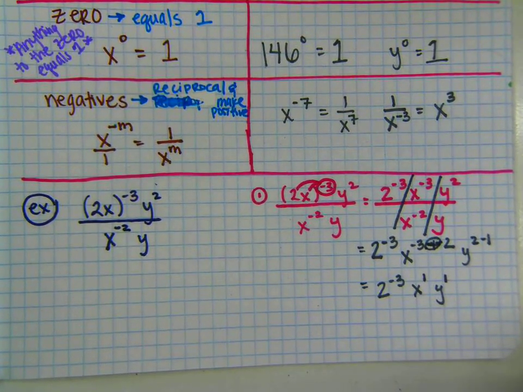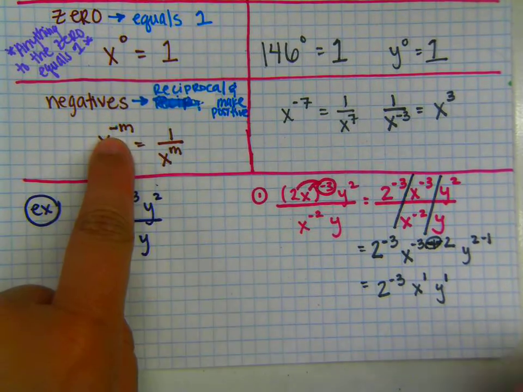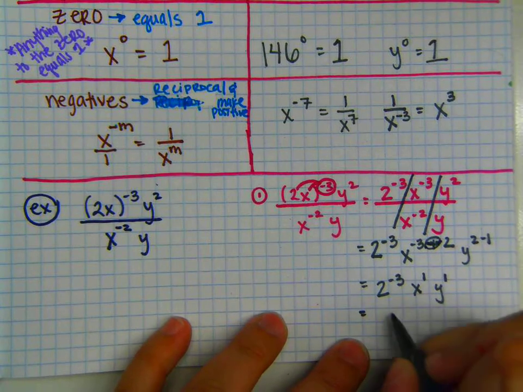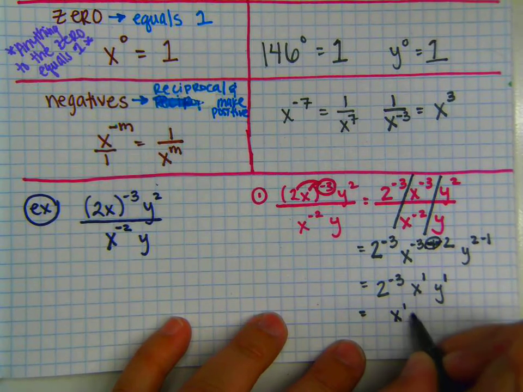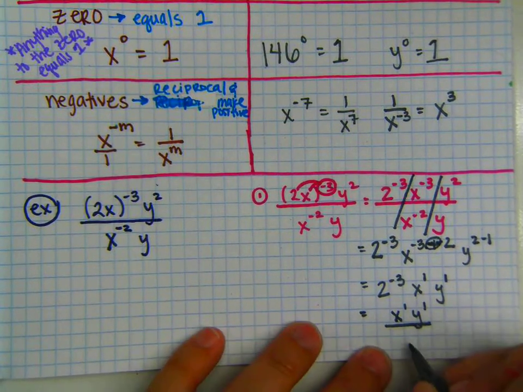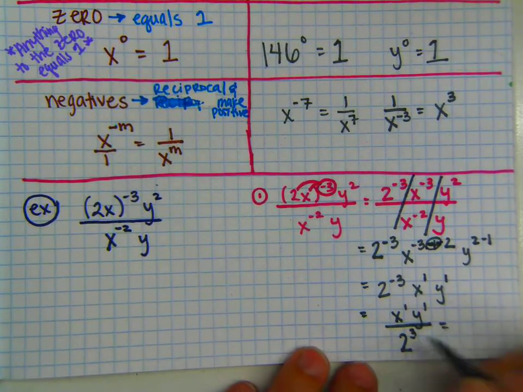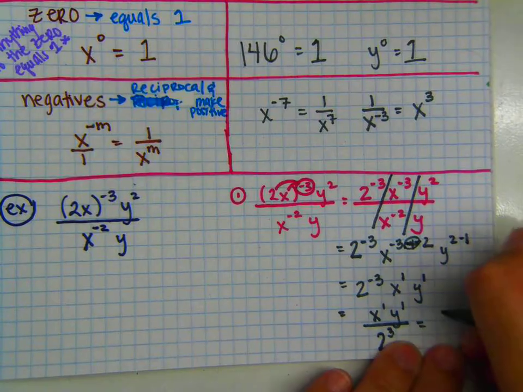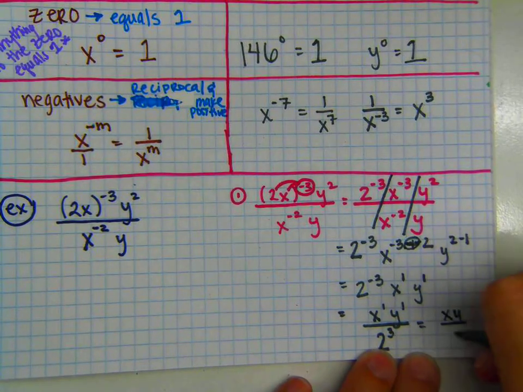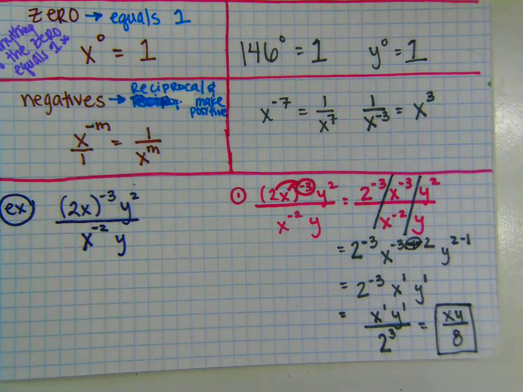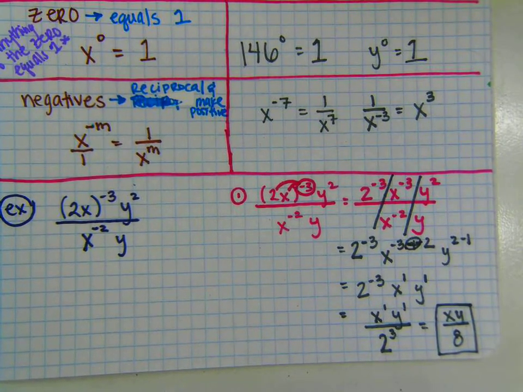Again, going to our rules, negative exponents. We have a negative exponent, that means flip it. So that'll be x to the 1st, y to the 1st, over 2, we make it positive. And then all we have to do is take care of that 2 to the 3rd now, and we get x, y over 8. So that's one way to solve this.